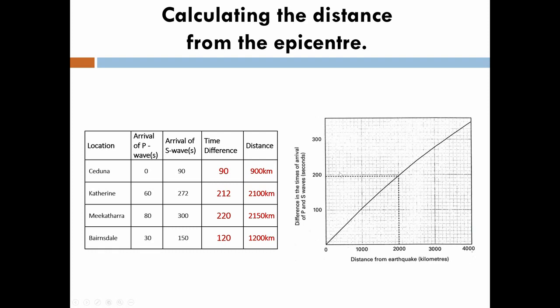And so we're going to come across here and look, and it's just a bit over 2,100 kilometers. Meekatharra is a little bit further away, 2,150, and Bairnsdale, coming across at 120, is going to hit there, and it's about 1,200 kilometers. How do we use those?